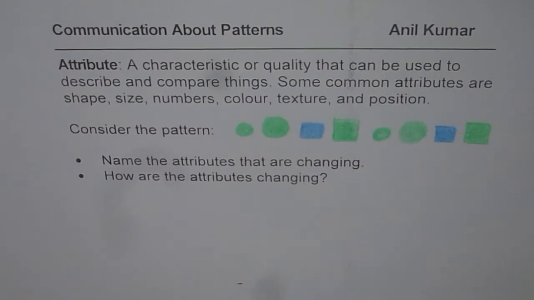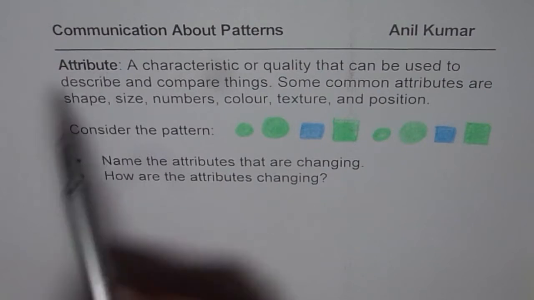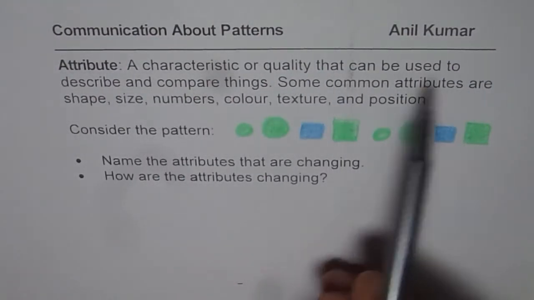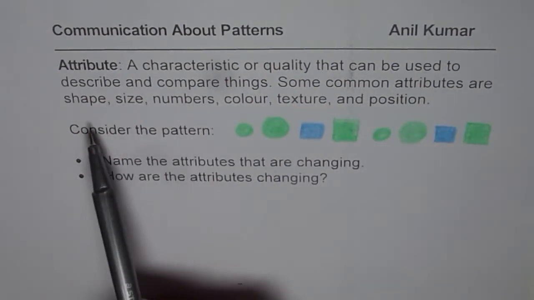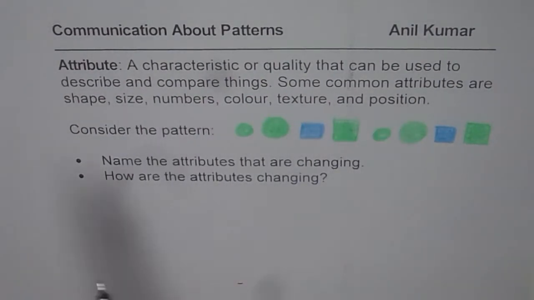I'm Anil Kumar, and in this video we will understand how to describe a pattern. That is to say, how to communicate about the patterns. To describe a pattern, we need to understand what is attribute. Attribute is a characteristic or quality that can be used to describe and compare things. Some common attributes are shape, size, number, color, texture, and position.